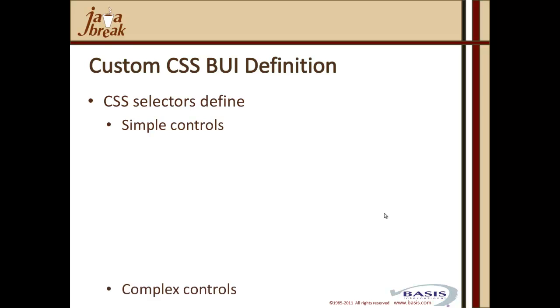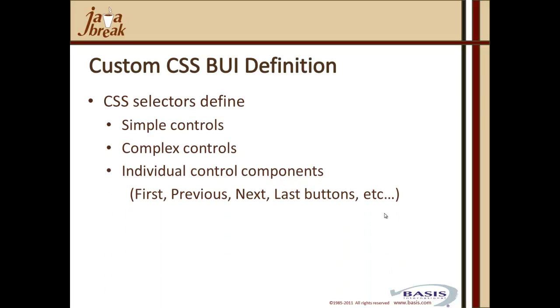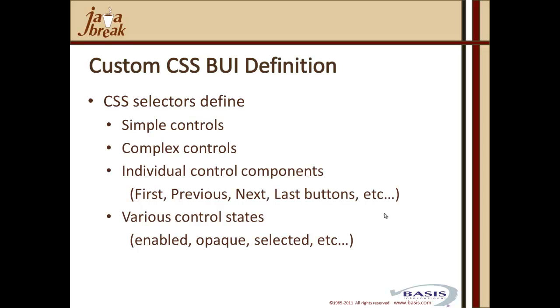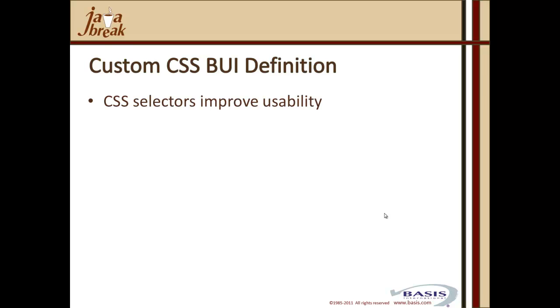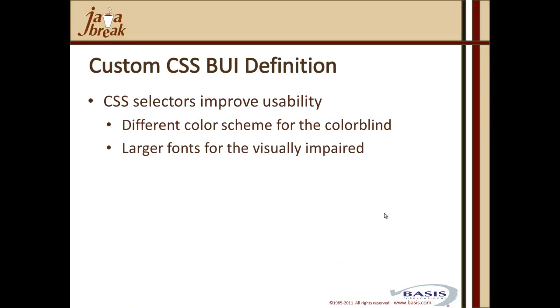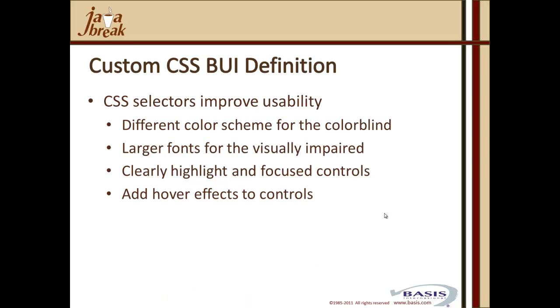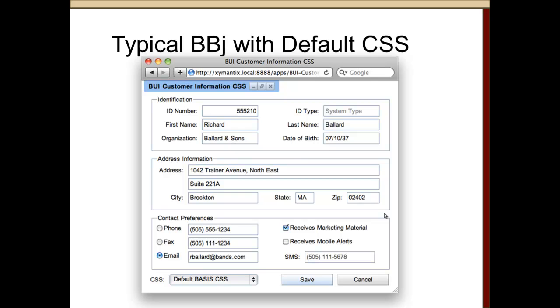CSS selectors define simple controls, complex controls, or individual control components. For example, the first, next, last, previous buttons can be controlled by CSS. And you can control the various states as mentioned earlier, enabled, opaque, selected, etc. And CSS selectors improve the usability. You can use a different color scheme for those that are colorblind. You can use larger fonts for the visually impaired. And you can clearly highlight and focus controls. You can add hover effects to controls and create custom controls.